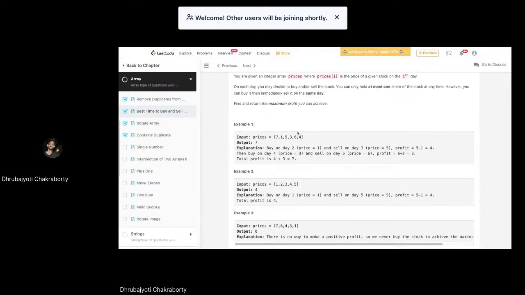Now, if I check the first condition here, we see that we have an array where we have 7, 1, 5, 3, 6, 4, and now our output becomes 7. So basically, on day 2, that is on price 1, right?